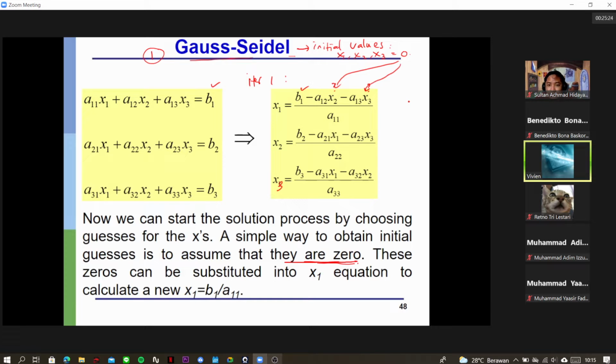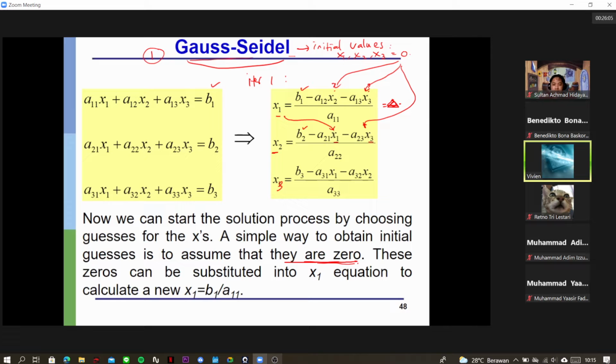So from the initial value for the first iteration, we have x1 at a certain value. And then we want to calculate x2. When we calculate x2, we need the value of x1 and x3 in the calculation. In the Gauss-Seidel method, if we already have the value, we can use it directly. What if the value is not available? Then it will be taken from the initial value or the previous iteration.